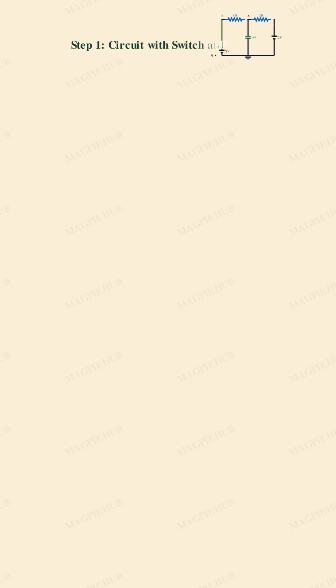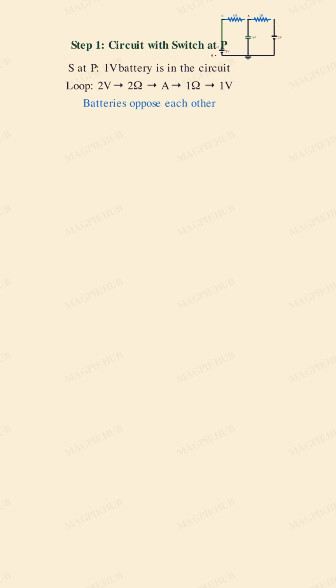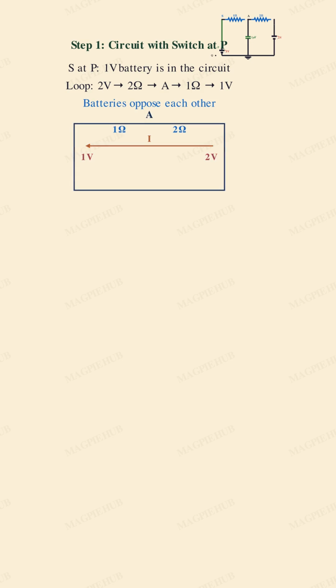Step 1. With switch S at position P, the 1 volt battery is connected into the circuit. We have a single loop. The 2 volt battery drives current through the 2 ohm resistor, through node A, then through the 1 ohm resistor, and back through the 1 volt battery. The two batteries oppose each other.